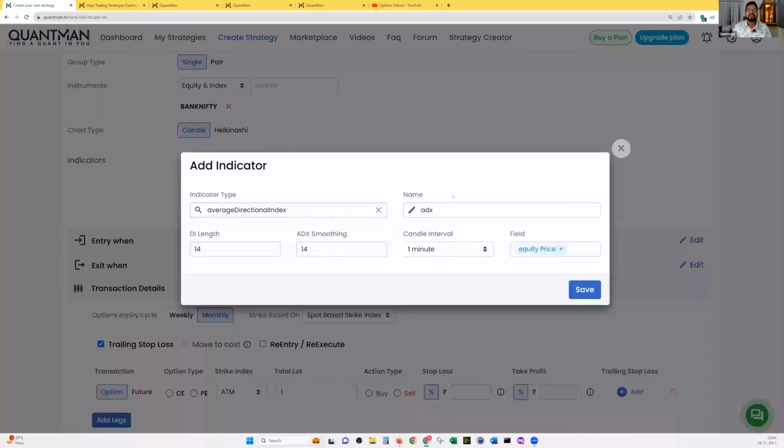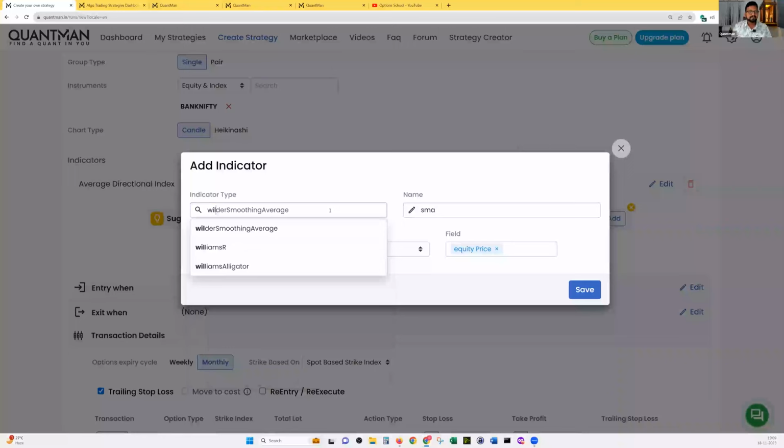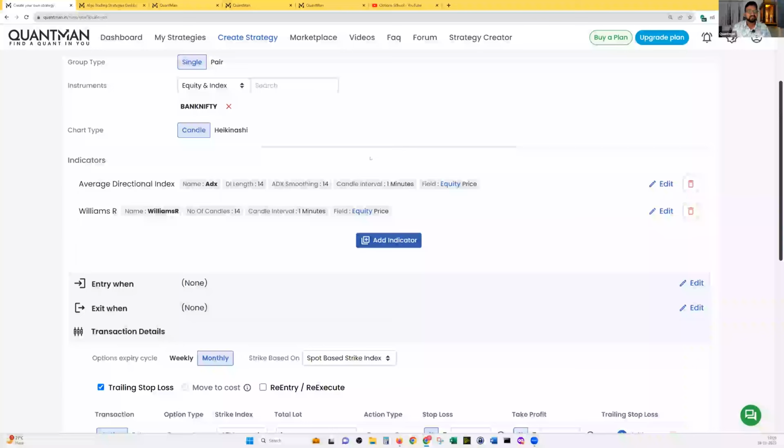And I just use the same 1 minute time frame. I'm not going to use 3 minutes time frame as well. And then I put Williams R. See, the Williams R is one of the superb indicators, as I explained last week. It identifies the highest premium of short straddle and strangle. That's something very crazy, from what I personally understood. So now we have two sets, ADX as well as Williams R.